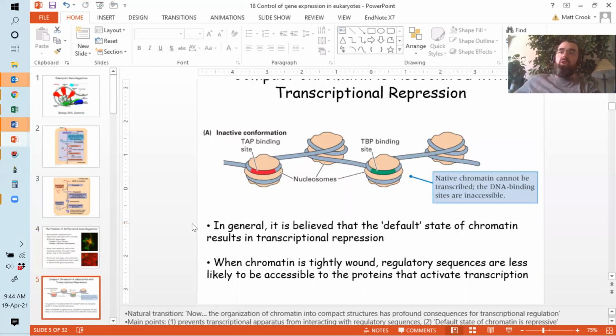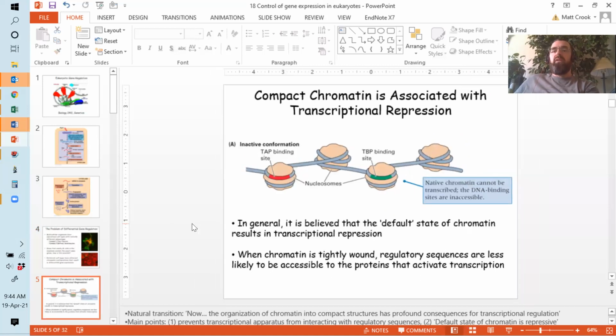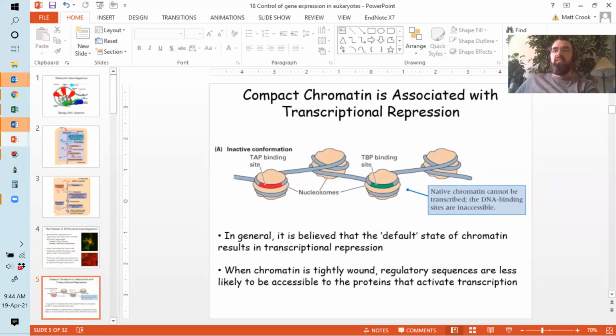right? And heterochromatin is the formation of compact chromatin. And what we mean by compact chromatin is chromatin or DNA that is tightly bound to proteins, histones, and not available for transcription. And that's based on a lot of different levels. One is how tightly DNA is bound around those proteins.